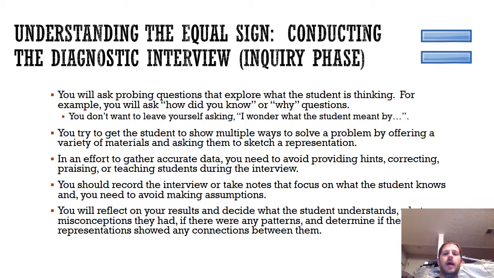In an effort to gather accurate data, you need to avoid providing hints, correcting, praising, or teaching students during the interview. You should record the interview or take notes that focus on what the student knows, and you need to avoid making assumptions. You will reflect on your results and decide what the student understands, what misconceptions they had, if there were any patterns, and determine if the representation showed any connections between them.